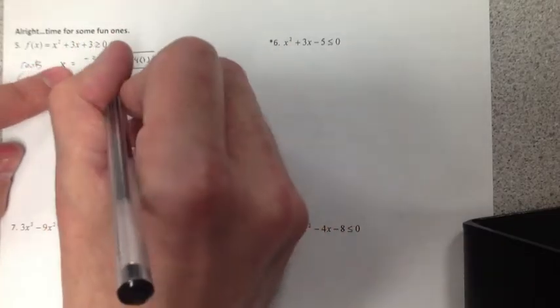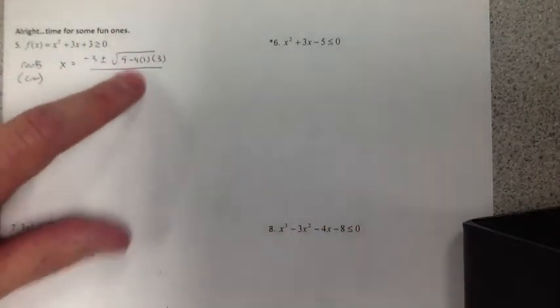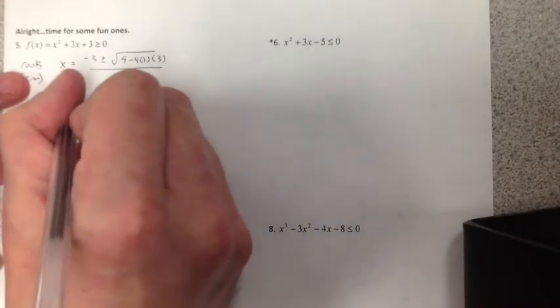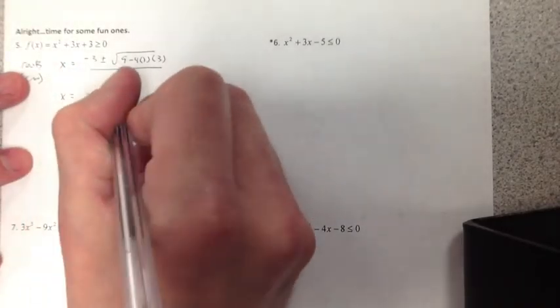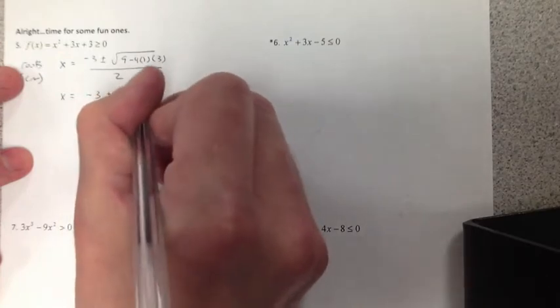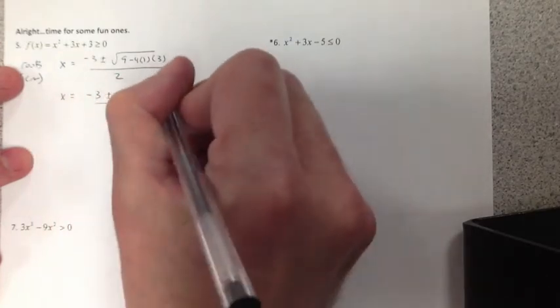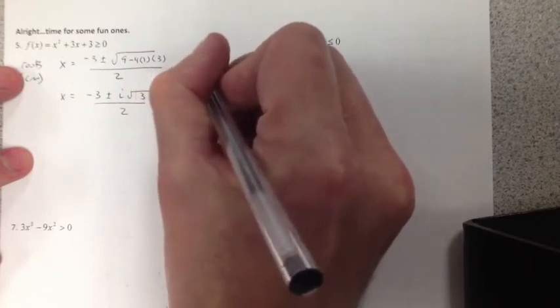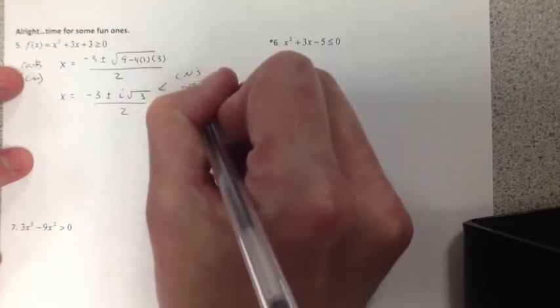Now, over 2. If you notice, we're going to get an imaginary here. So we get x equals negative 3 plus or minus i times the square root of 3, over 2. Now notice, the critical numbers are imaginary.